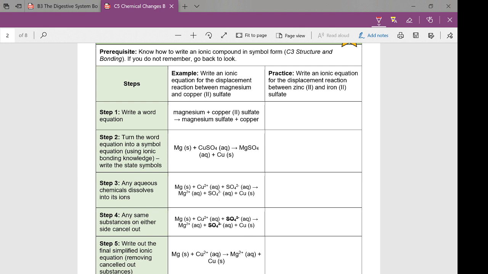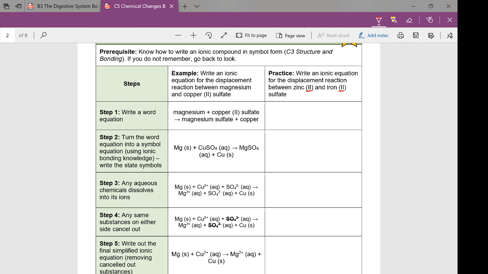So, to start off with, I'm going to write just a word equation to show a displacement reaction between zinc and iron sulfate. Remember when you see these Roman numerals here, that means that it's the charge. So for example, zinc Roman numeral 2 means zinc with a 2+ charge. But first off, I'm just going to write a word equation.